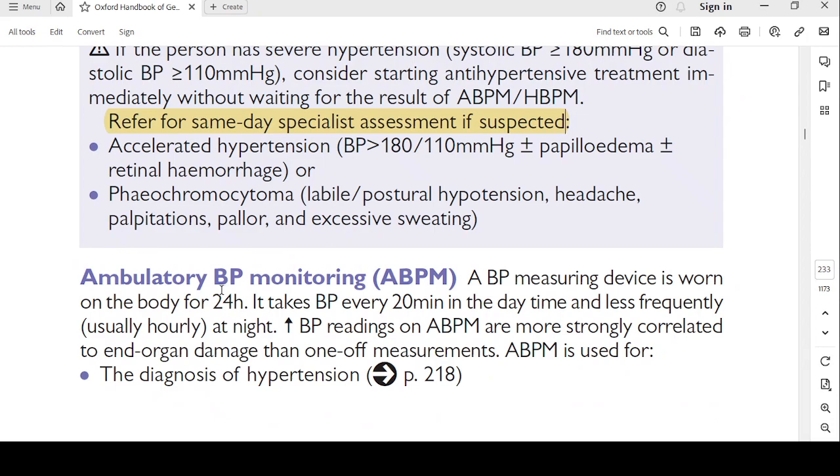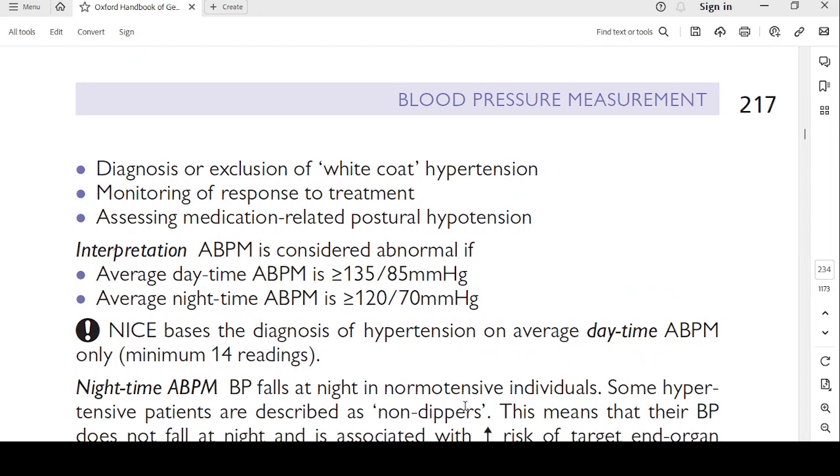Ambulatory blood pressure monitoring, ABPM. A BP measuring device is worn on the body for 24 hours. It takes BP every 20 minutes in the daytime, and less frequently during the nighttime. Increased BP readings on ABPM are more strongly correlated to end organ damage than one-off measurements, and ABPM is used for diagnosis of hypertension.